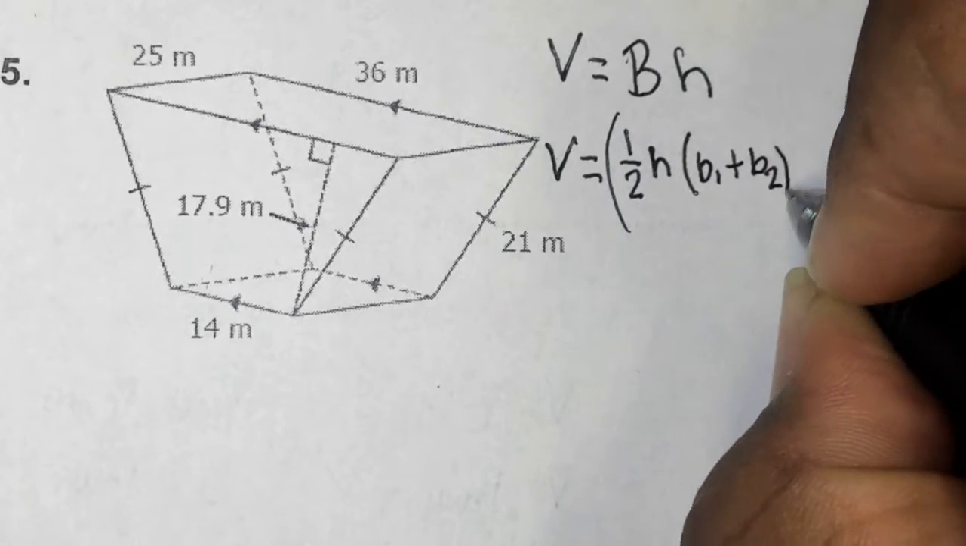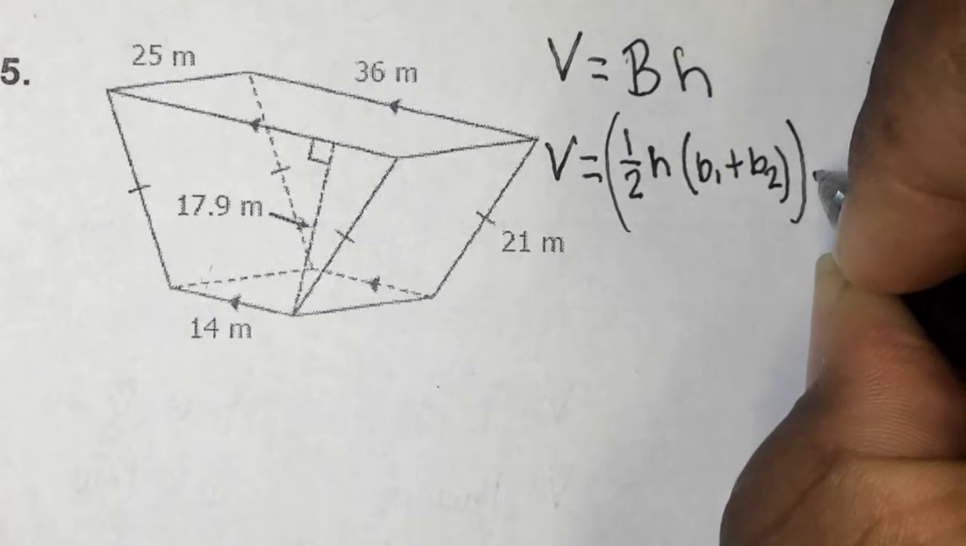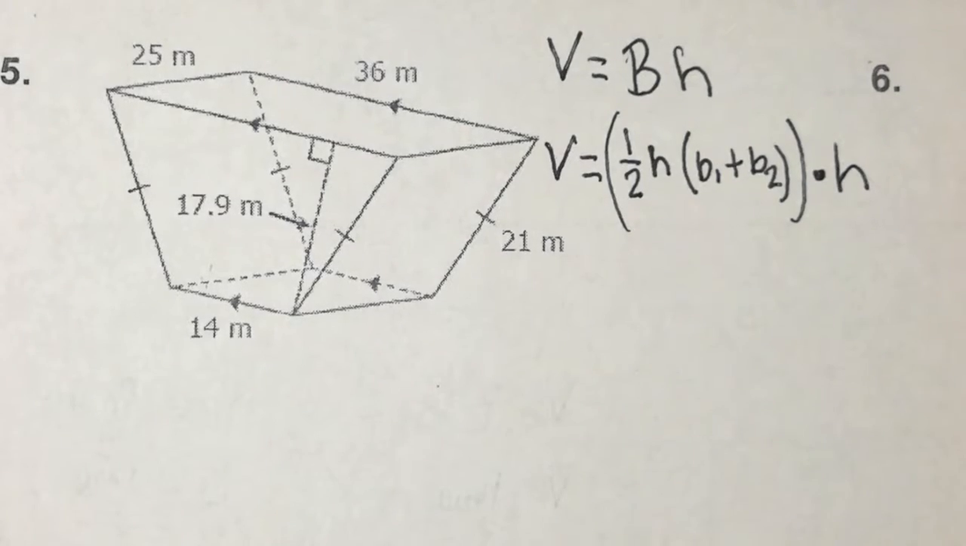I'm going to have a lot of parentheses here, but I need to group stuff. Times our height. Same thing as it was with the triangle. Those H's are not the same. The first H is for the height of your actual trapezoid. The second one is for the height of your actual figure, the prism.